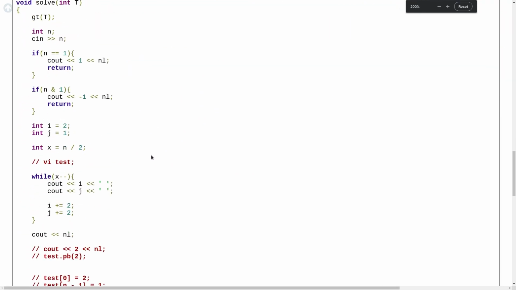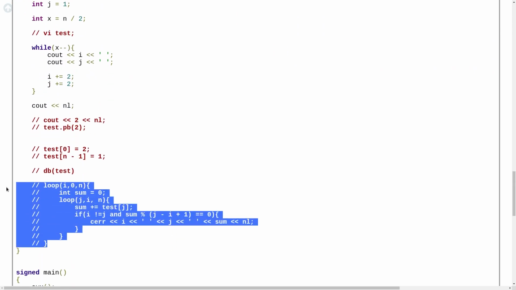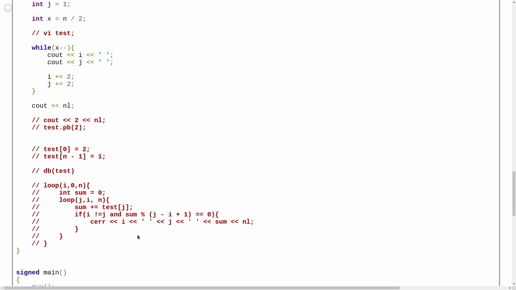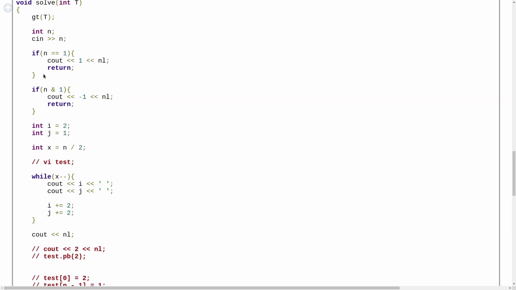So you will see that in this particular case, this was my checker function where I was checking whether the sum is divisible by the current size of the current subarray or not, right? Although I commented it out later on when I found the correct answer. So if n is equal to 1, I just directly print 1 and return. If n is odd, I just print -1 and return.